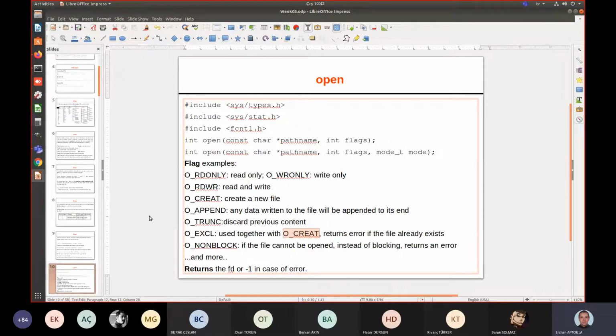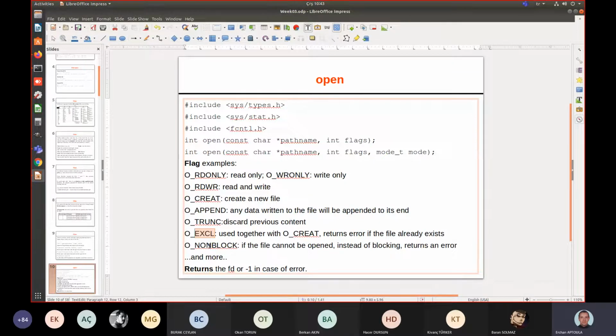How do you use them together? By ORing them, logically ORing them. So you can use multiple flags with the logical OR operator between them. We will look at examples. For example, if you use O_CREAT and O_EXCL together, that means it will try to create the file with the path name that you have given to it, and if the file already exists, it will return an error. If you use only O_CREAT, it will create the file, and if it already exists, it will not return an error. It will just open it.